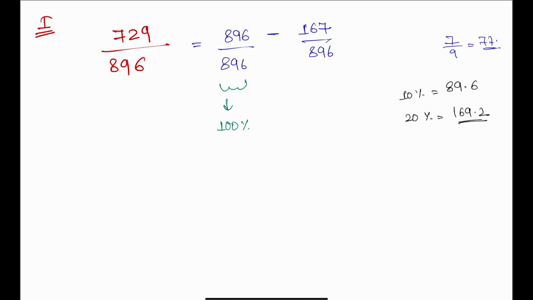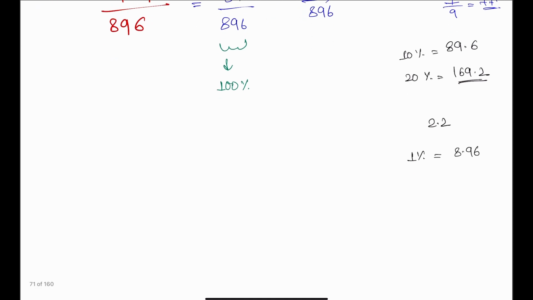167 to 169.2. Extra is 2.2. So extra is 2.2, 1%. Till now we were reaching up to 10%. So 1% is 8.96. But if we take 4, we need 2 now. So 2%, 3% will be 8, 24, 25, 26, to 26 point.